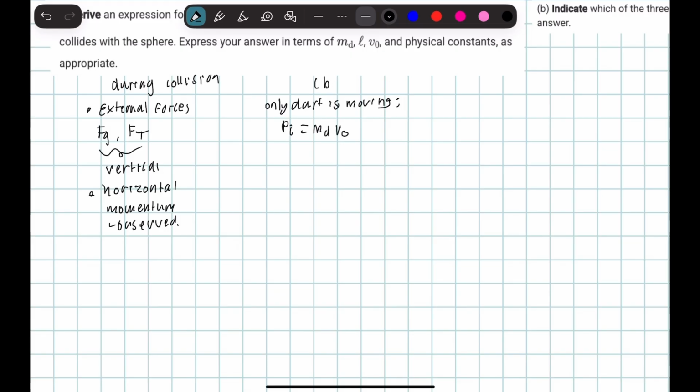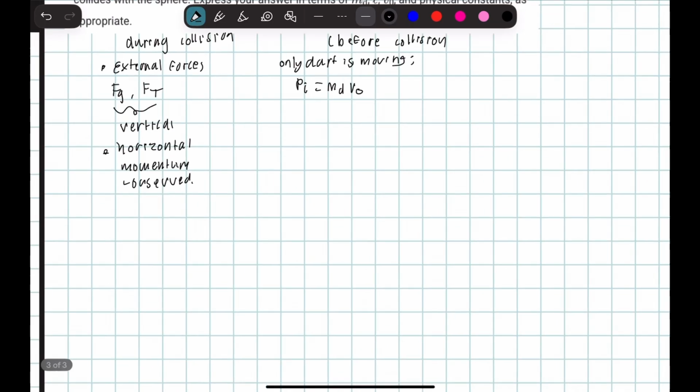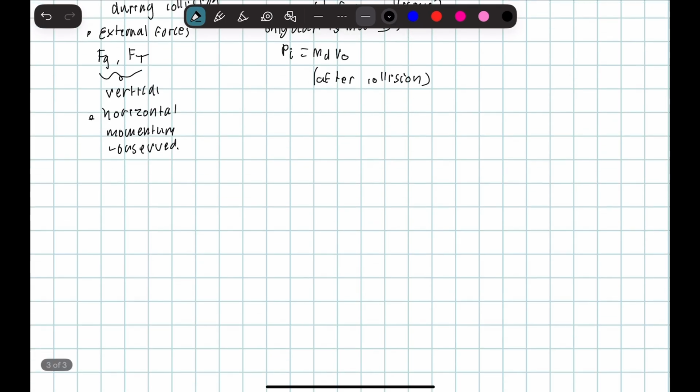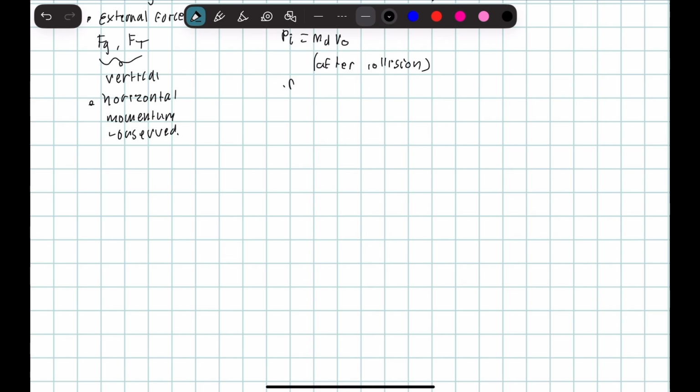This is before the collision, and then after the collision, we know that that's when the dart sticks to the sphere, right?